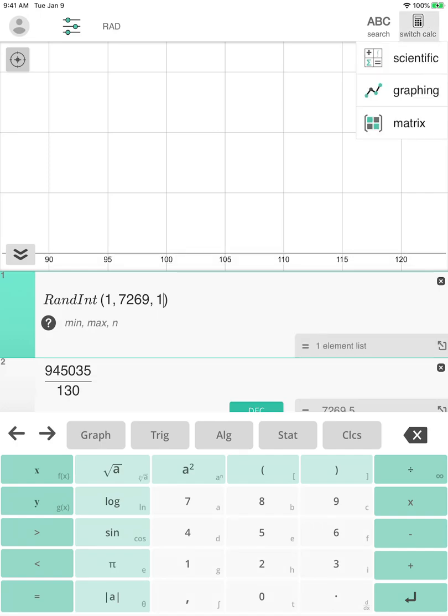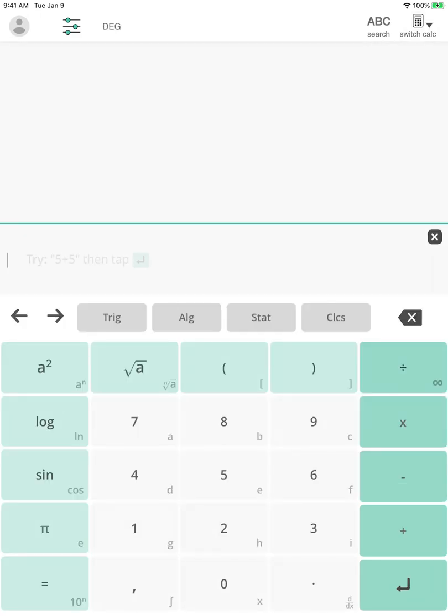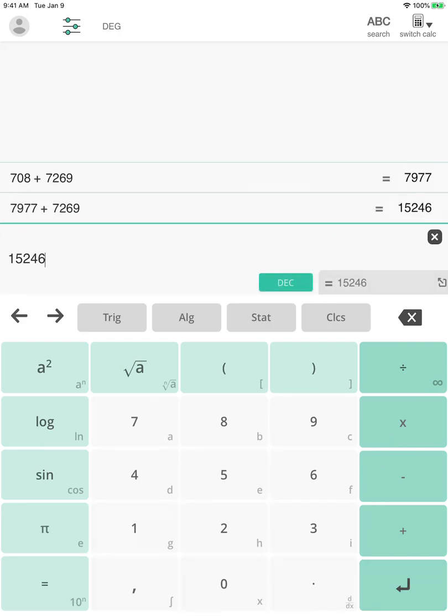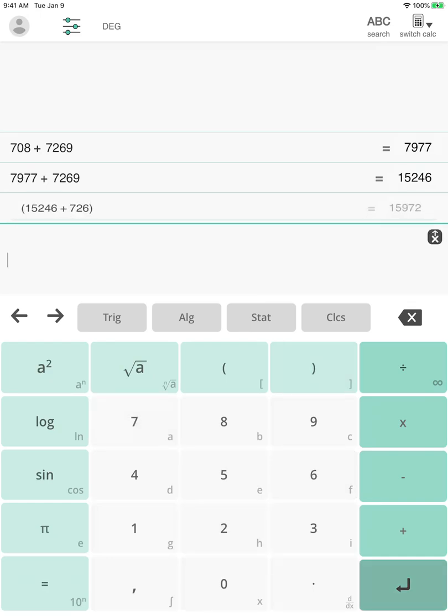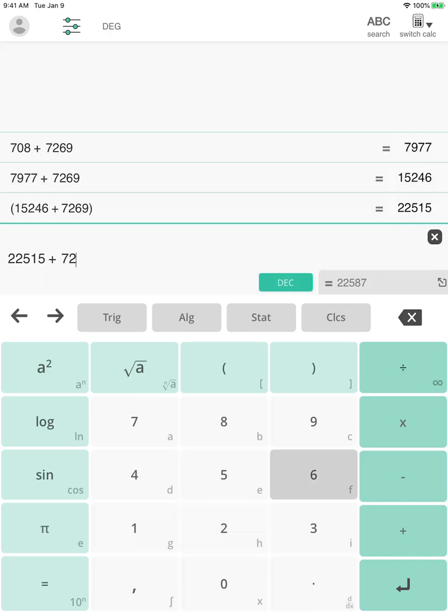Now, one of the things we haven't done with our calculator yet is I can switch over to scientific mode since I'm just doing some addition. So 708 plus 7,269 is 7,977. And then I can take 7,977 plus 7,269, and that gives me my next number. And then add it again. Oops, that didn't work because I forgot a 9. That's what happened. Okay, and then add it again. And there are my other 4 numbers.